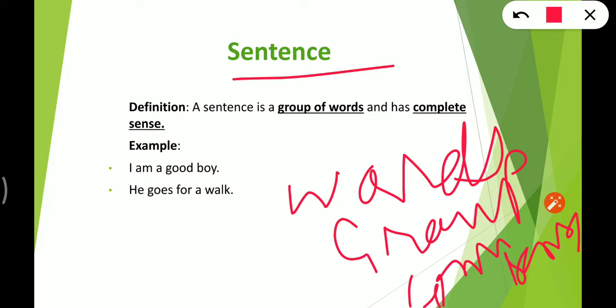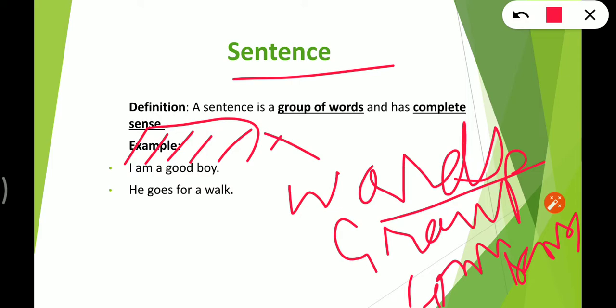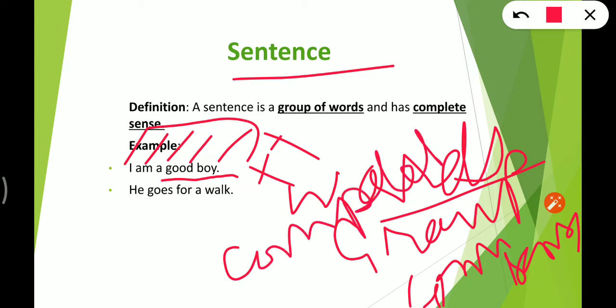So I'm making it clear to you. If you say a sentence is a group of words, then look here. "Why good am I?" It's a group of words, but it's not making sense, right? So it will not be a sentence. If I say "a good boy," is it a group of words? Yes, it is. Is it making sense? Yes, it is. But it's not a sentence. Why? Because it's not making complete sense, and a sentence has complete sense, right?